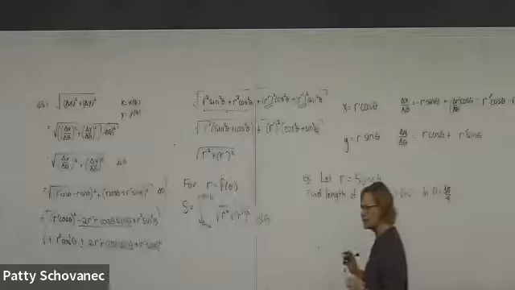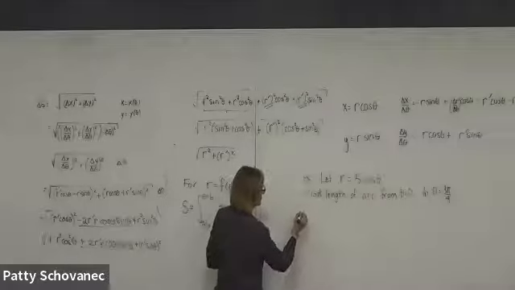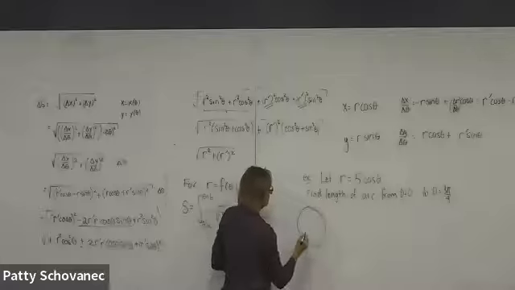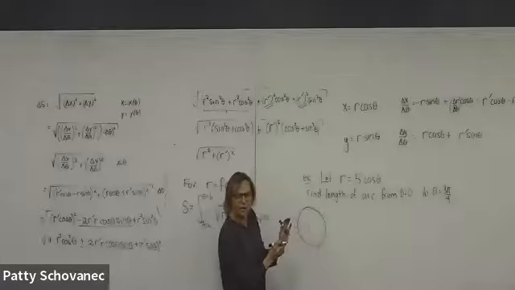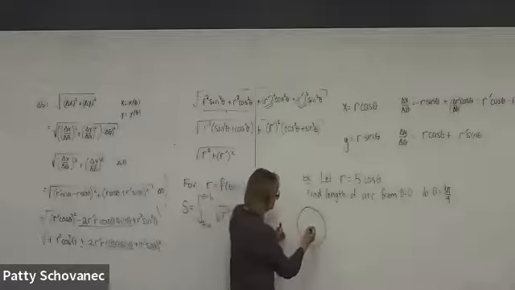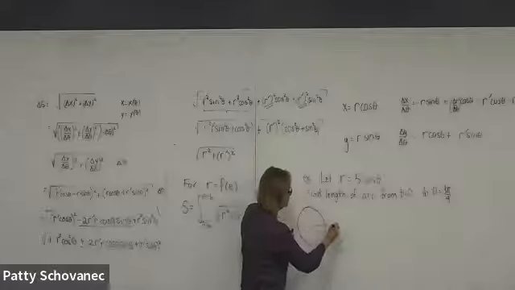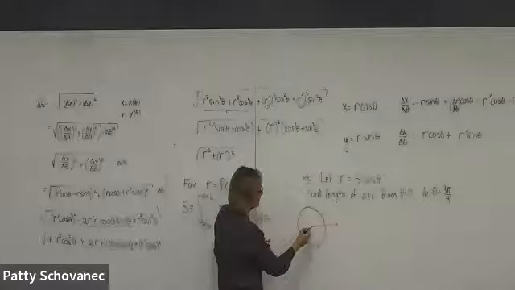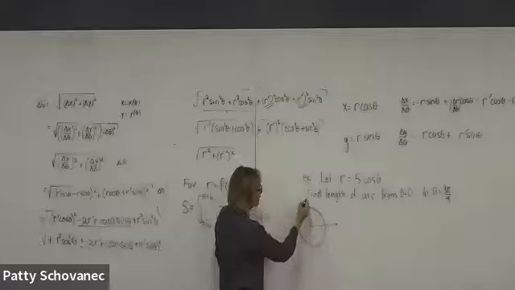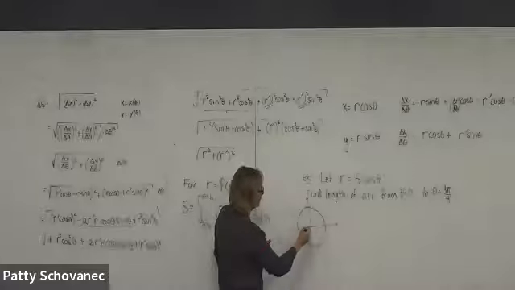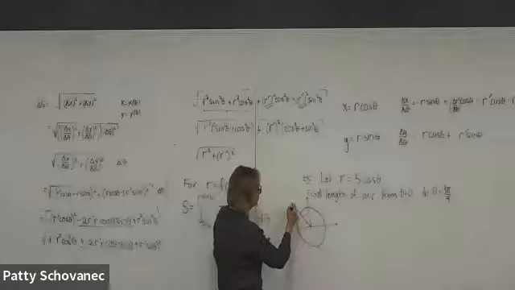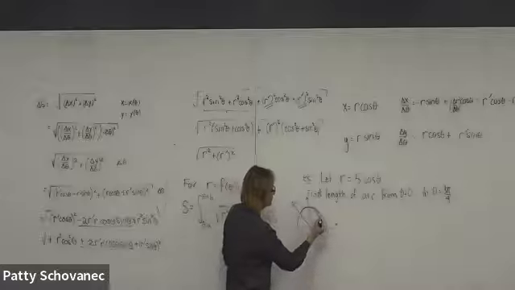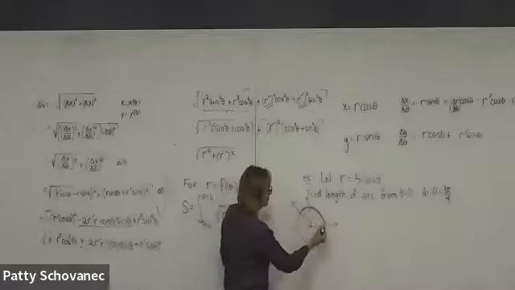Without any calculus. Here's our circle, and let's center it here so that we can do it without having to think too hard. Here is pi over 2. Here is pi. Here's 3 pi over 4. What fraction of the circle do we have here?